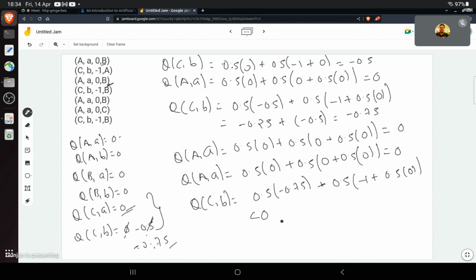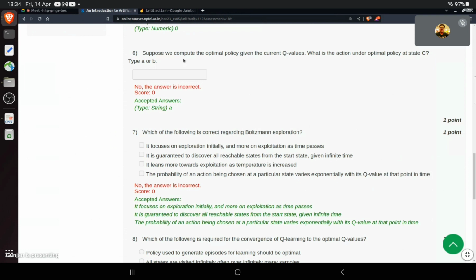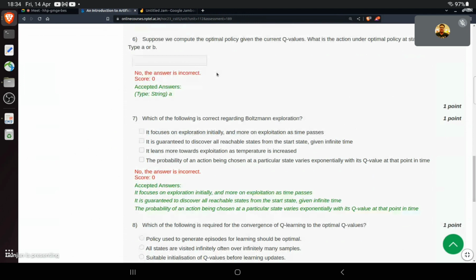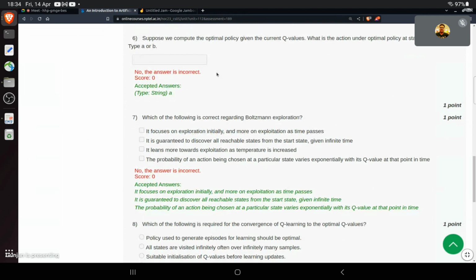And we have Q(c, a) that is equal to 0. So if we were to make a decision of finding the optimal policy at C, we will obviously pick A. So here we will pick A as the action, right? Because its Q value was more.